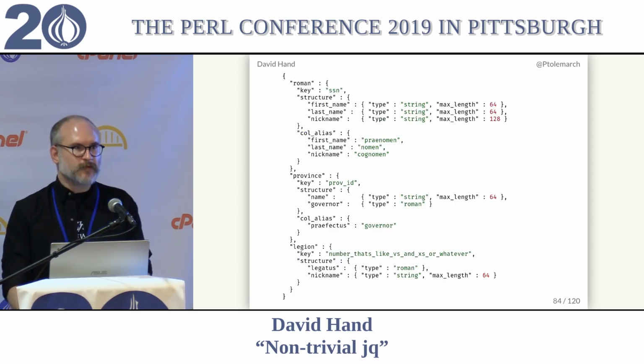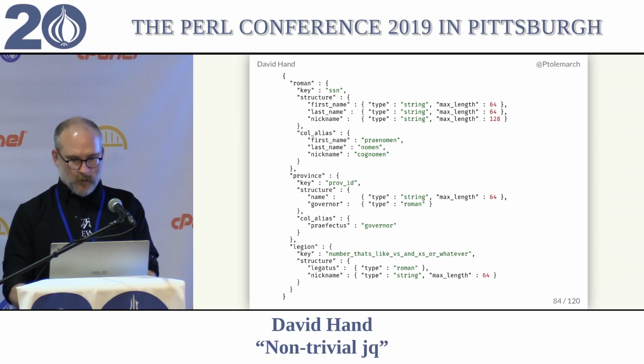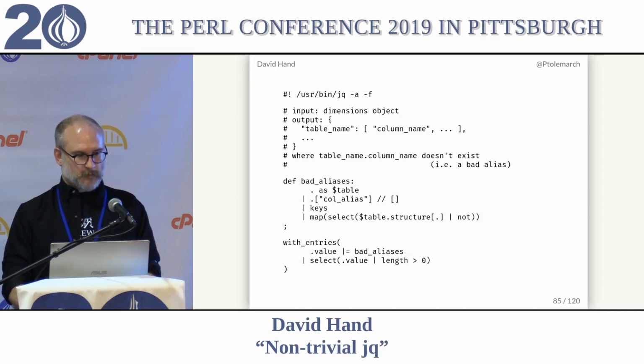What we want are the names of the tables and the offending columns, or that is to say the offending aliases, for any alias that does not point to a column, okay? But that's all we want. So, again, here's our program. And first, let's talk about the pipe operator.